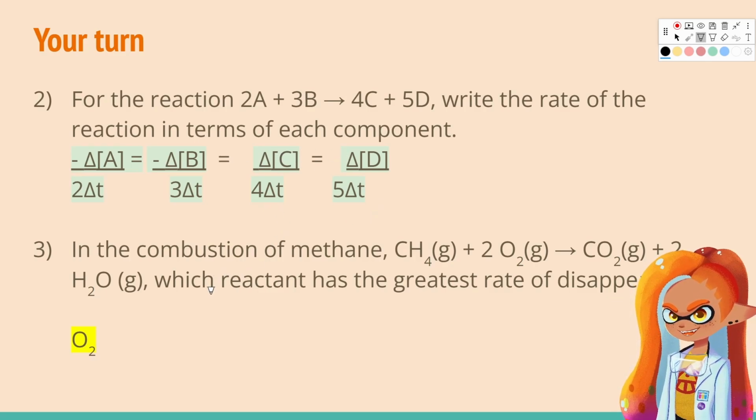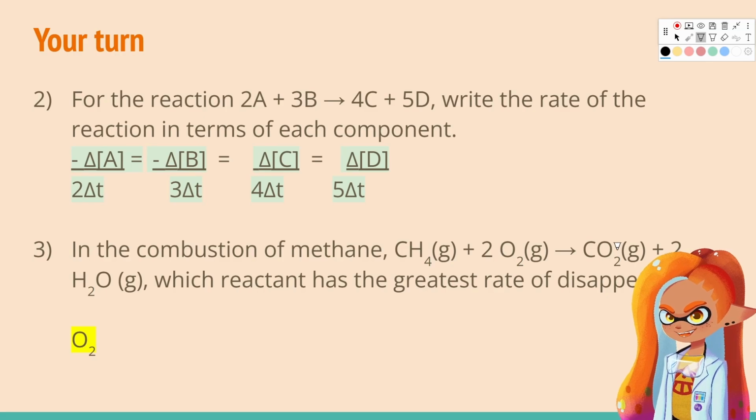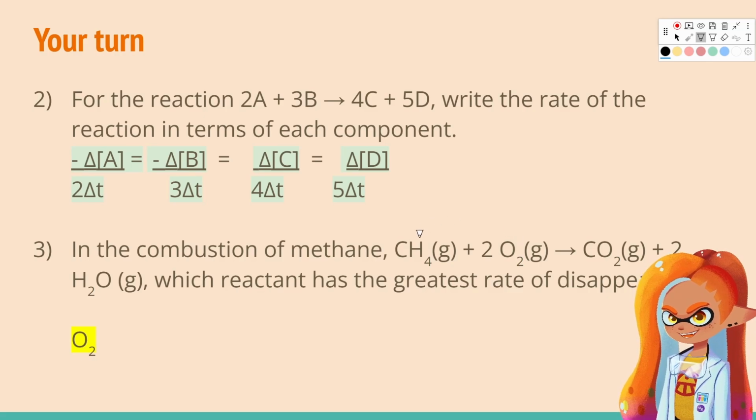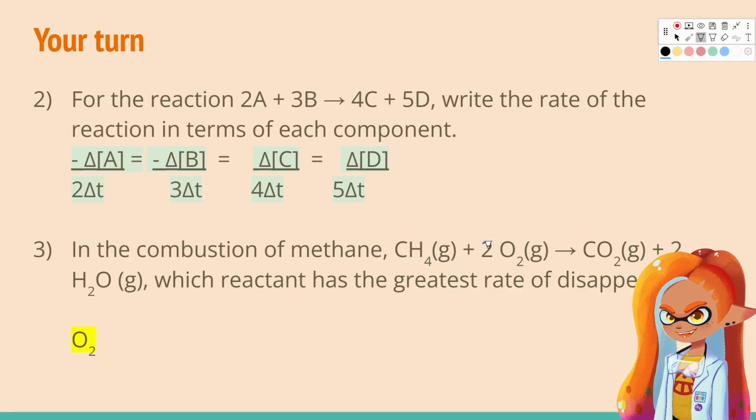And then for number 3, we have combustion of methane. So we have a reaction. And so which reactant has the greatest rate of disappearance? Well, it's the O2. Here are our 2 reactants over here. And there's a 2 in front of O2. So for every 1 mole of CH4, 2 moles of O2 are going to disappear.